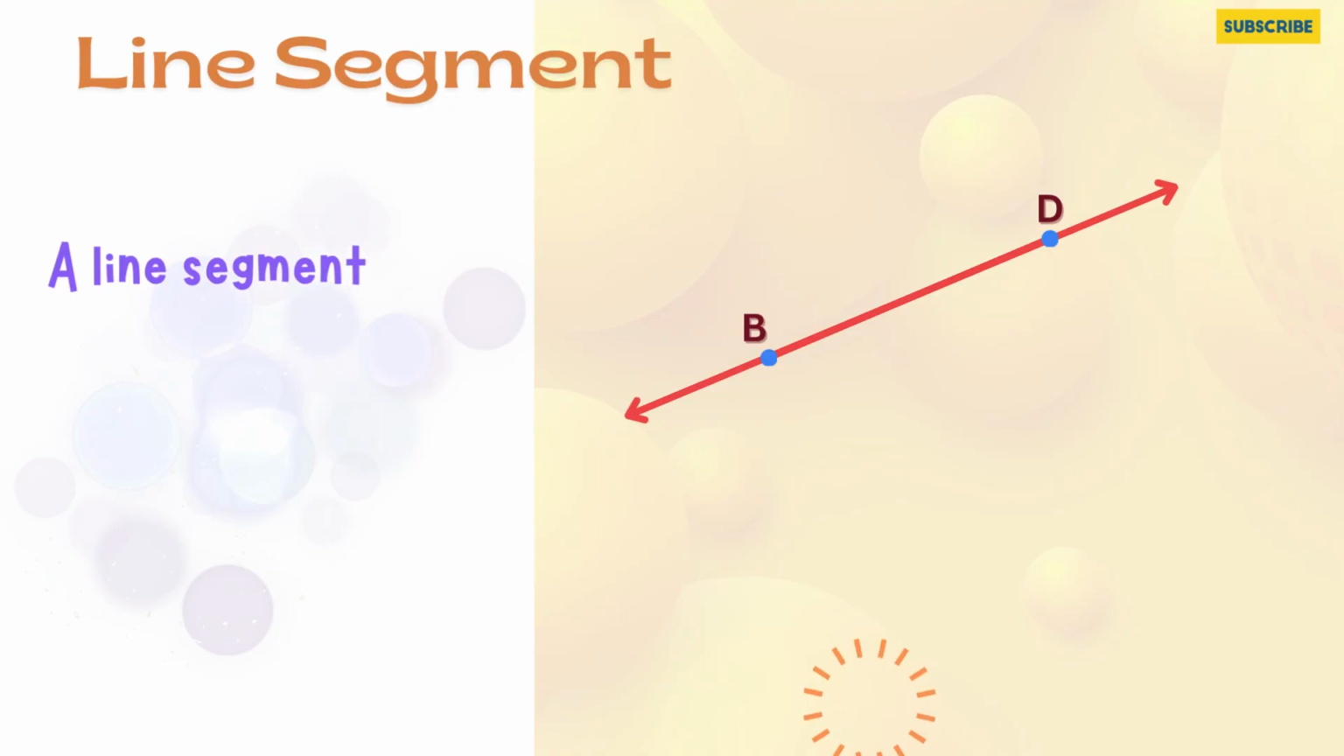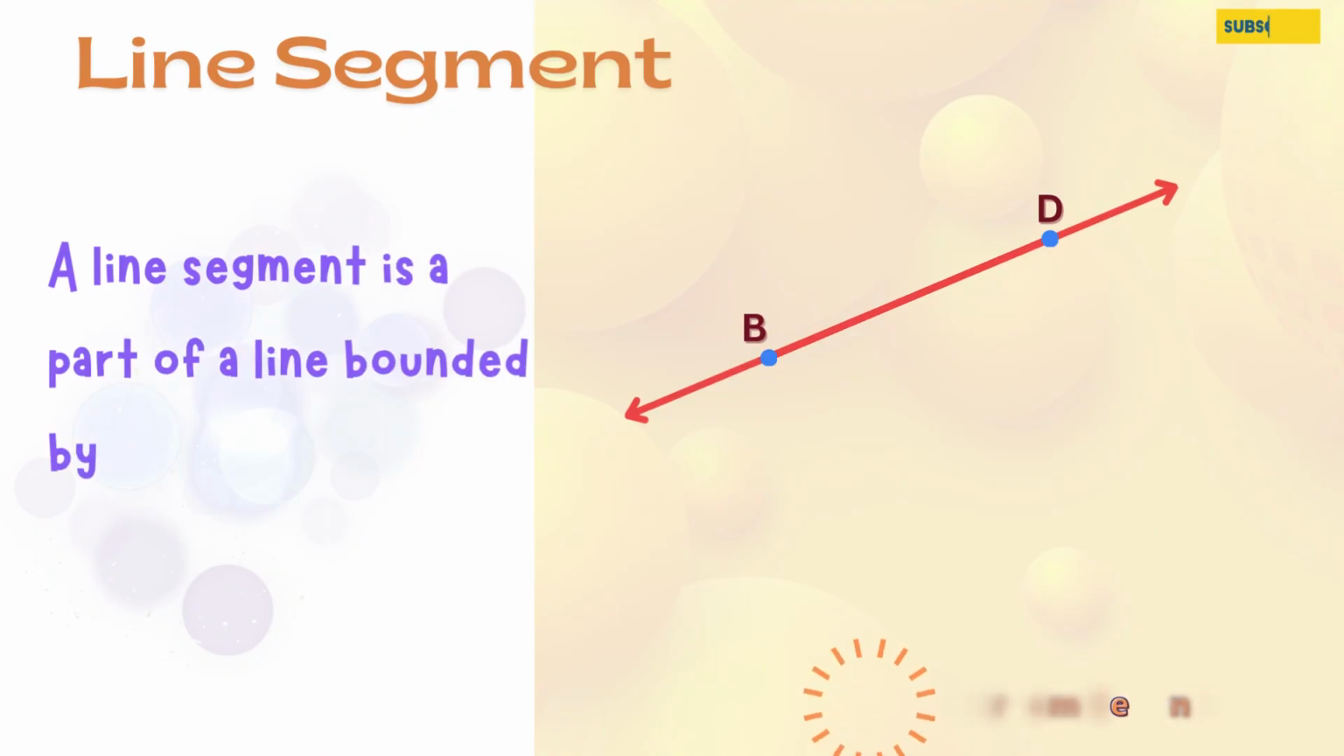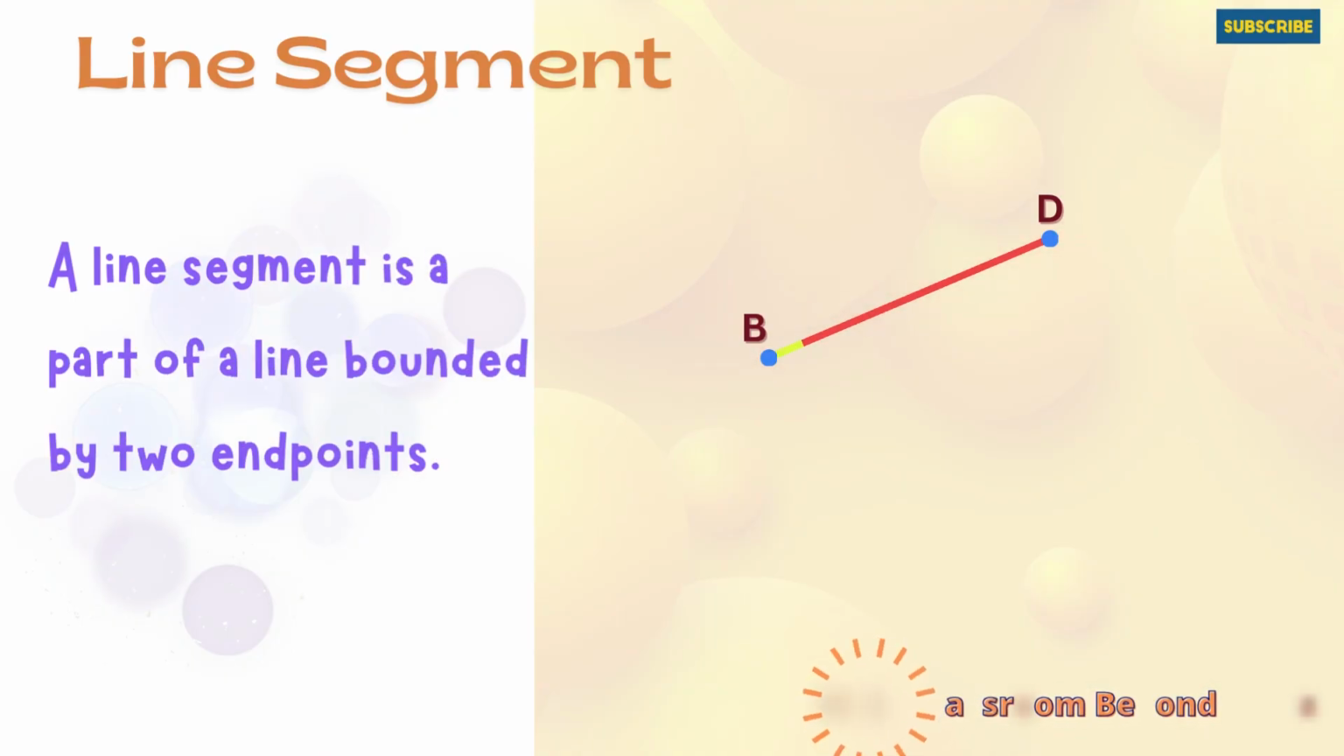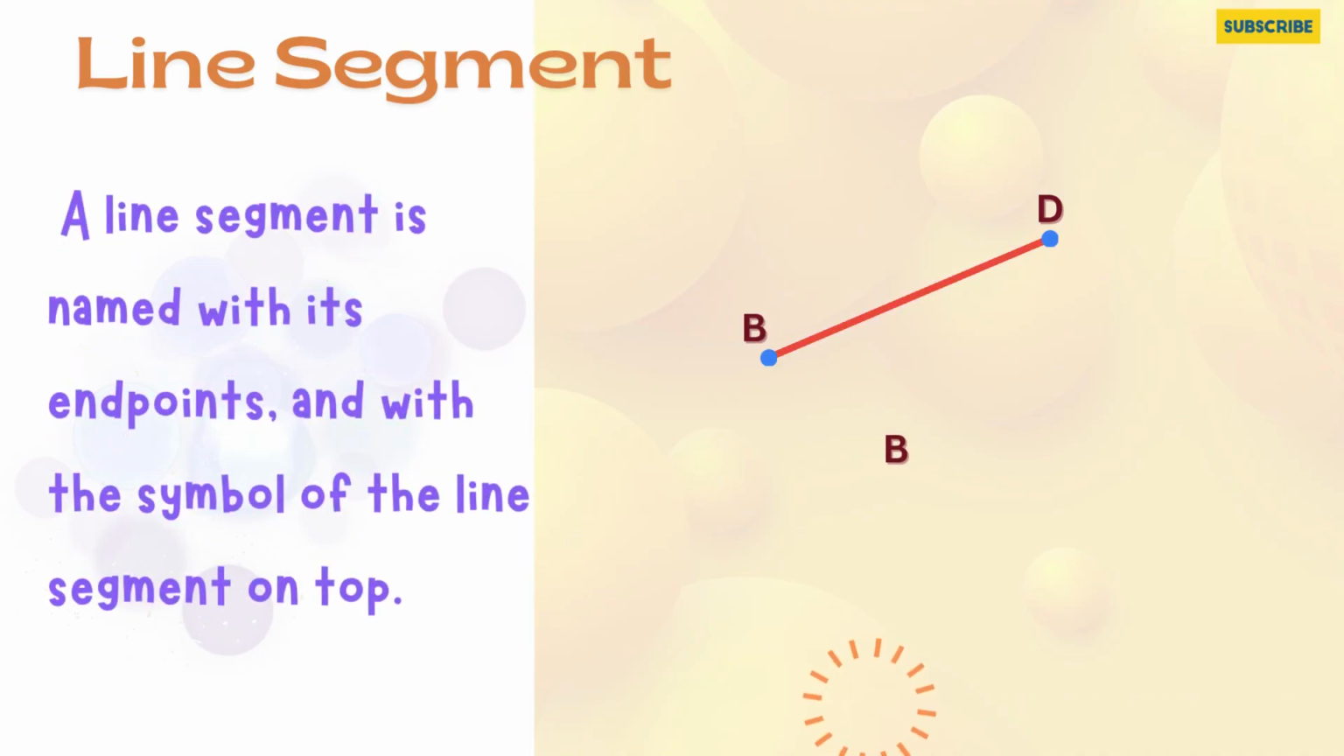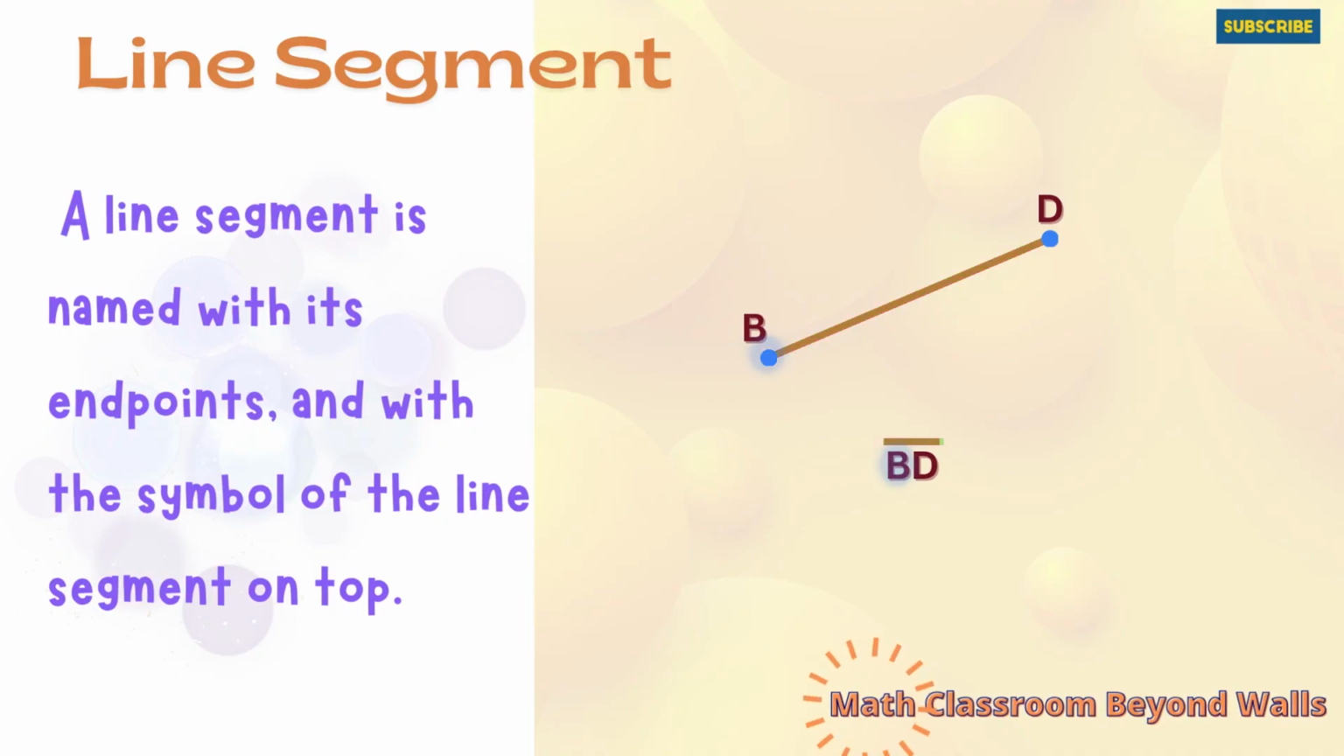As you see, a line segment is a part of a line bounded by two endpoints and contains every point on the line that is between its endpoints. With the endpoints named, we can now name the line segment. So the name of the line segment is segment BD. The symbol on top is the symbol for the line segment. It indicates that the line segment has terminating points. In this case, the terminating points of the line segment are points B and D.